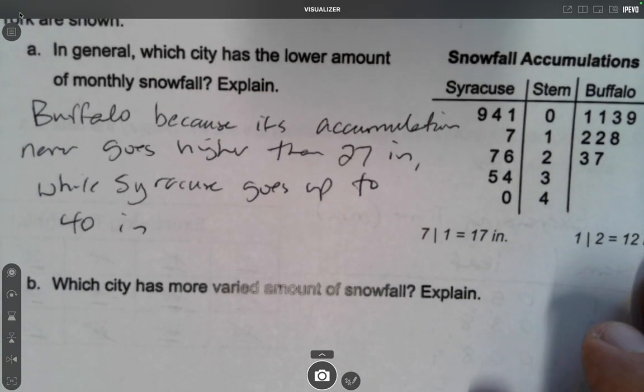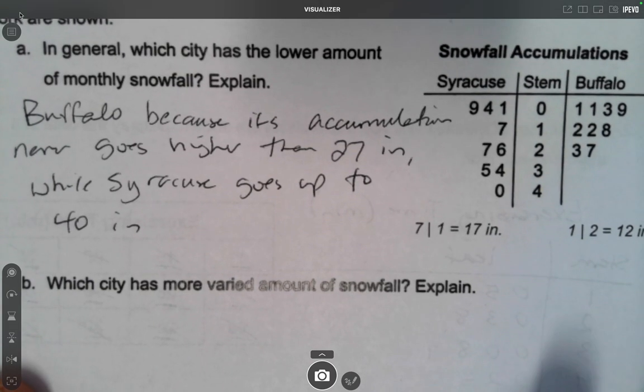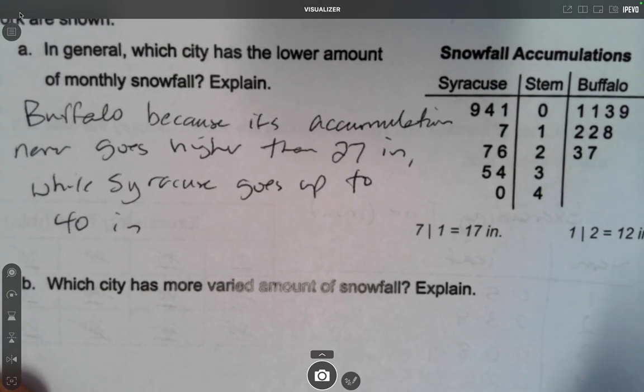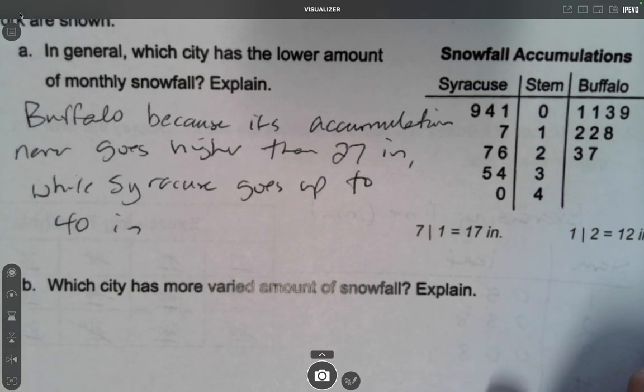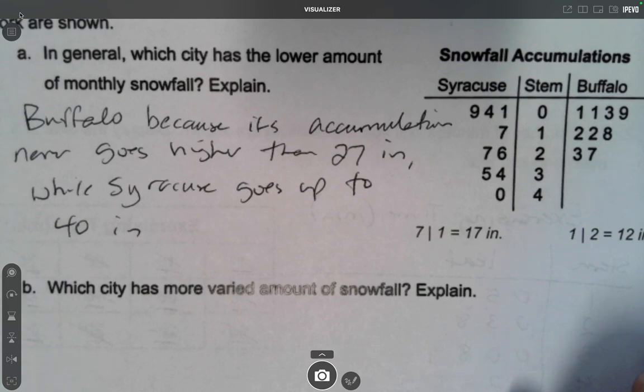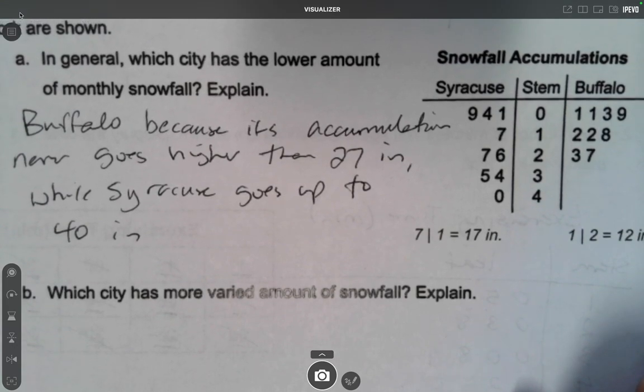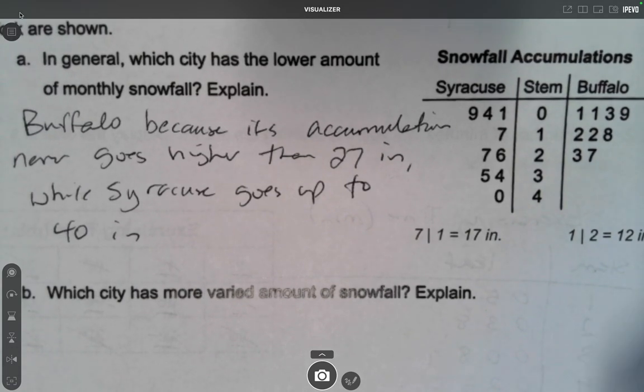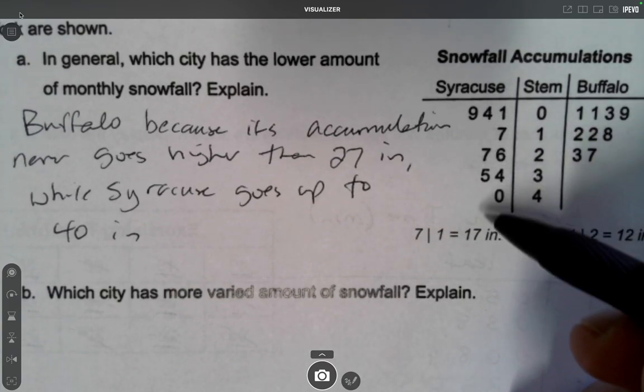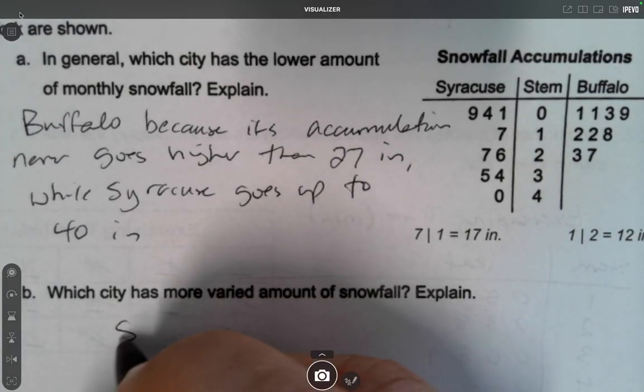Okay, last question. Which city has more varied amount of snowfall? So varied means more differences, like it's got a wider range or it's just got a lot more variety than having the same depth or amount of snow over and over. So if we're talking about how much it's varied, the more spread out it is in this table, the more varied it is. So Syracuse would have a more varied amount.